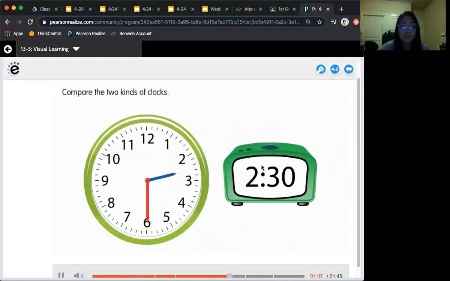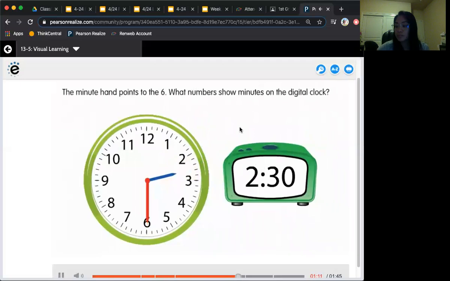Compare the two kinds of clocks. The minute hand points to the 6. What numbers show minutes on the digital clock? Select your answer. Which numbers show minutes on the digital clock? This number or this number? The 2 or the 30?